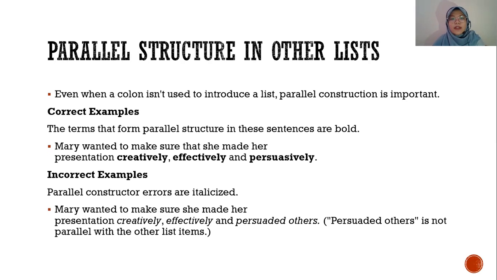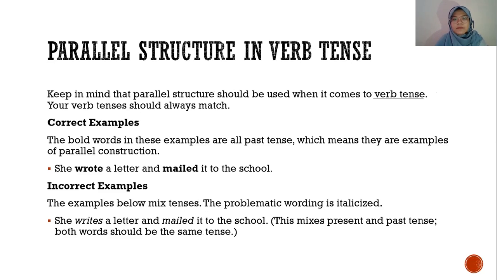So parallel structure in other lists: even when a colon is not used to introduce a list, parallel construction is still important. Whenever you use commas, for example, to show a list, you still need to have parallel structure. The example is Mary wanted to make sure that she made her presentation creatively, effectively, and persuasively. These three all use adverbs with the ending ly. So all of them should use adverbs: creatively, effectively, and persuasively.